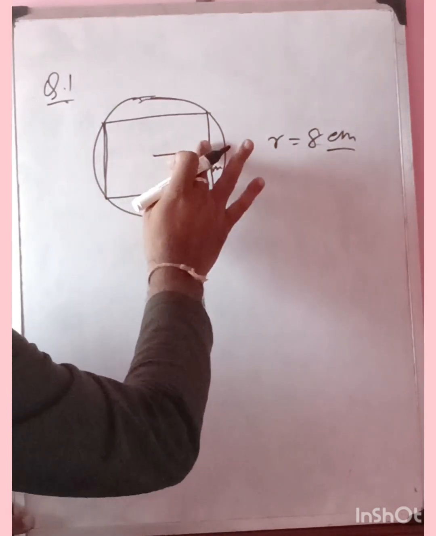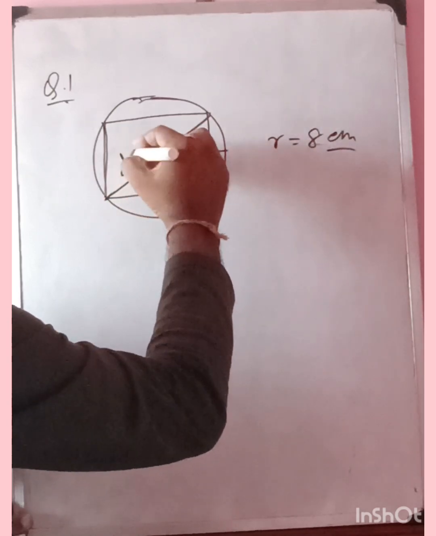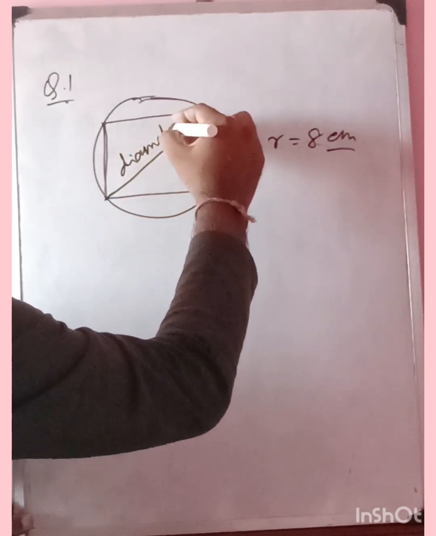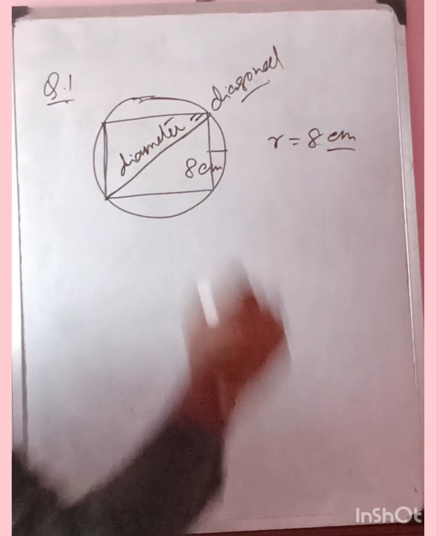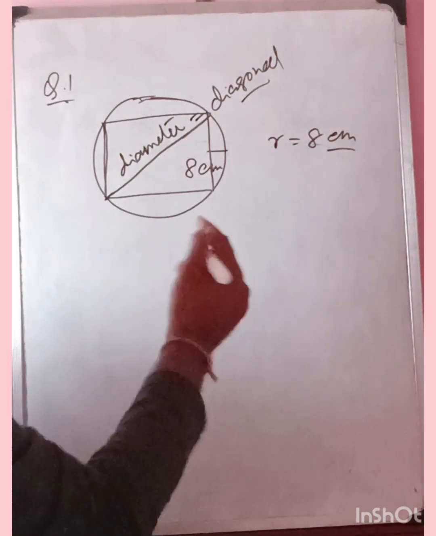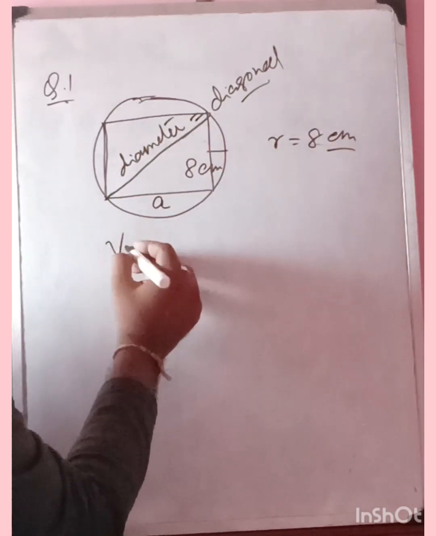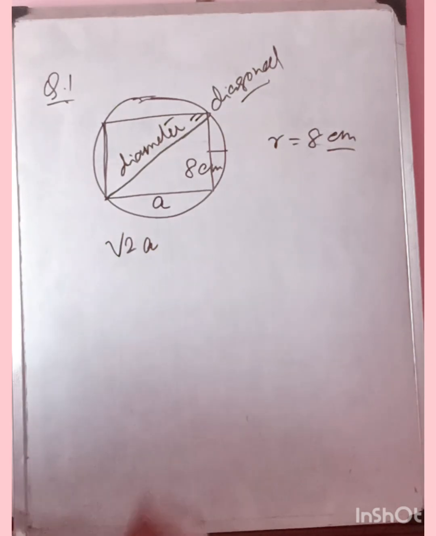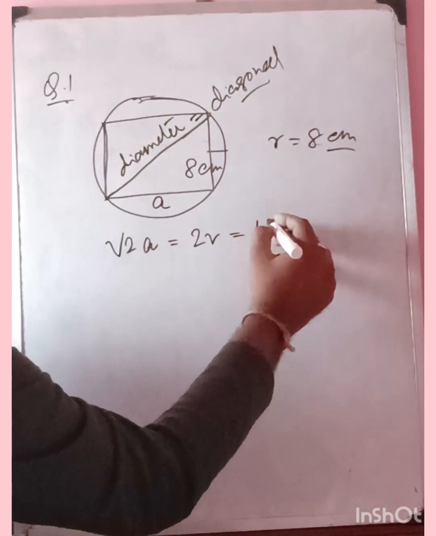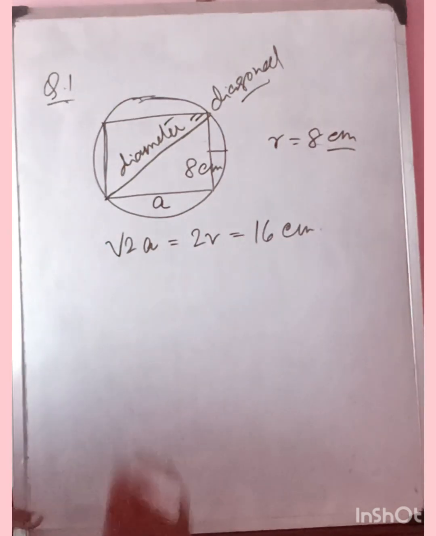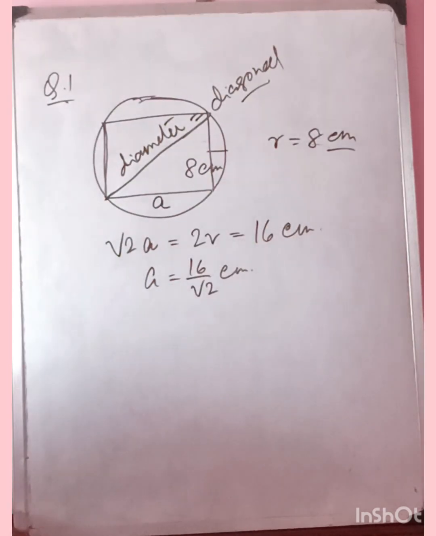So, this is the diameter, and again that is the diagonal, right? We discussed in the last class. So, if A is the side, then diagonal is nothing but root 2A, that equals to the diameter 2R. So, it is 16 centimeter. A equals to 16 by root 2 centimeter.